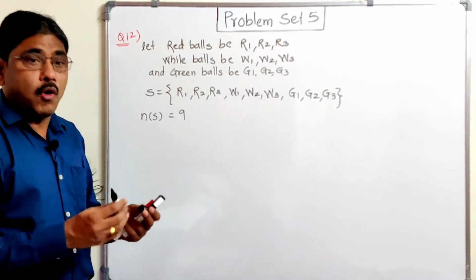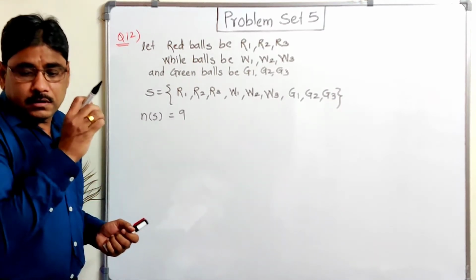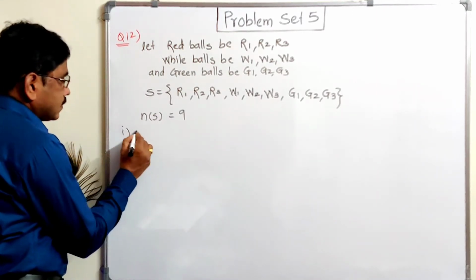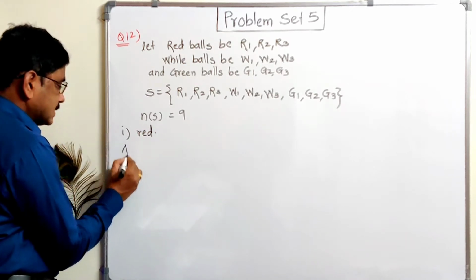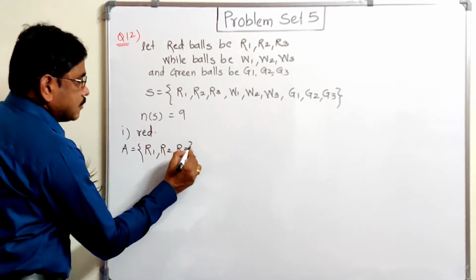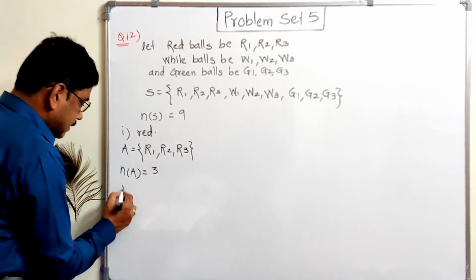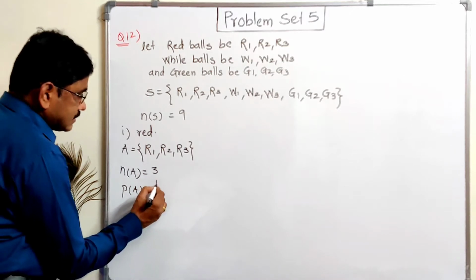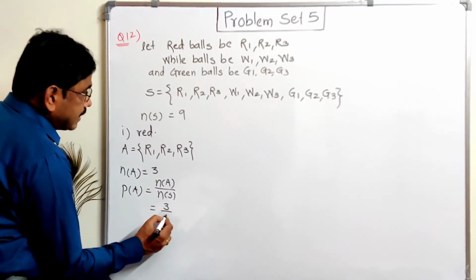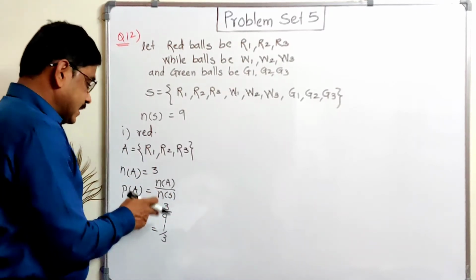Now first case is the ball is red. We have to take out one ball at random. Then find the probability that the ball is red. First one is the ball is red. So let the set be A. So R1 or R2 or R3, these are the possibilities for a red ball. Therefore n(A) is equal to 3. Therefore probability of A, that means the ball is red, is n(A) divided by n(S), which is equal to 3 divided by 9. 3 ones are 3 and 3 threes are 9. So the probability that the ball is red is 1 by 3.